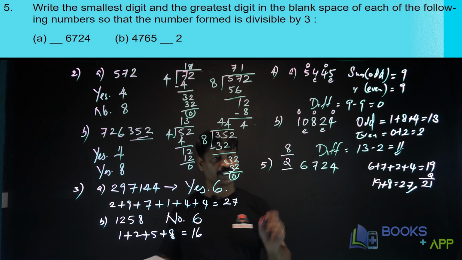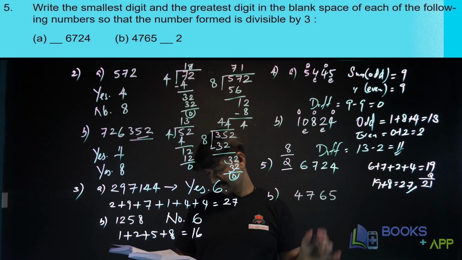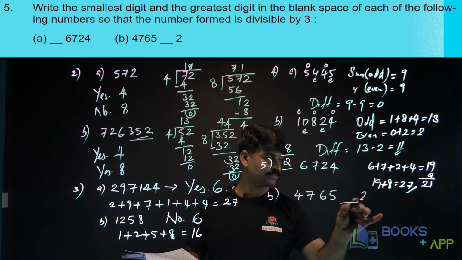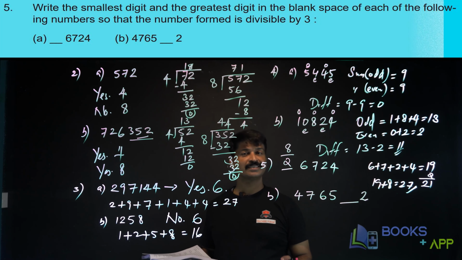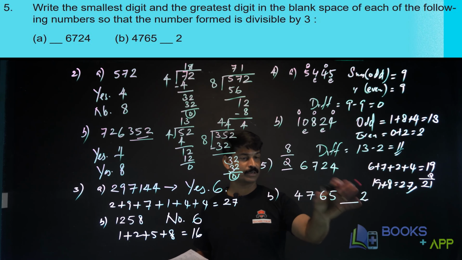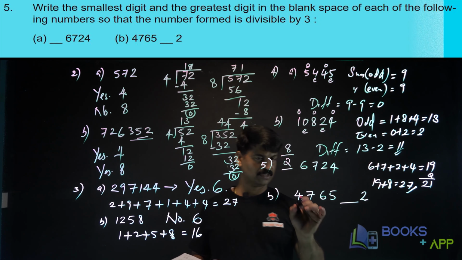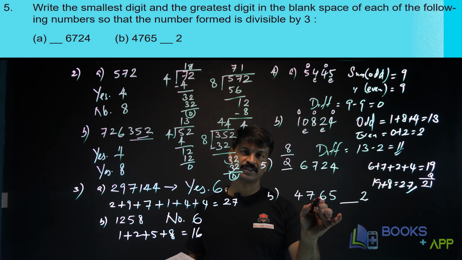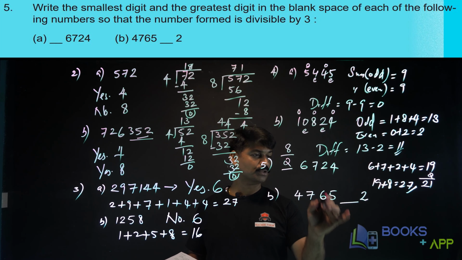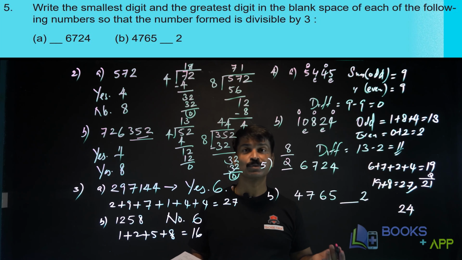Now let us solve one more, the second one. 4, 7, 6, 5, blank space, 2. You should add a number so that you get the minimum number that is divisible by 3. If you add another number, the number should have the maximum value so that it is divisible by 3. So let us add the digits. 4 plus 7, 11. 11 plus 6, 17. 17 plus 5, 22. 22 plus 2, 24. So when you add the digits, you get 24. You know 24 is divisible by 3.